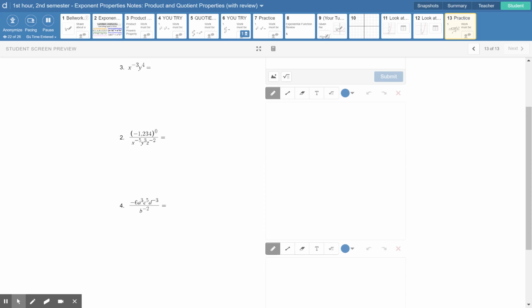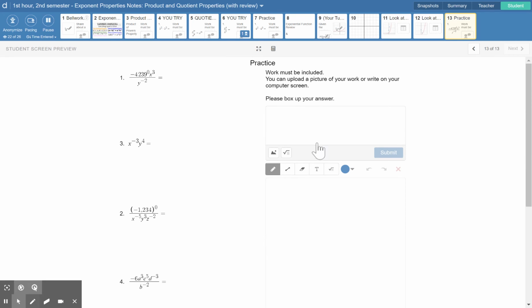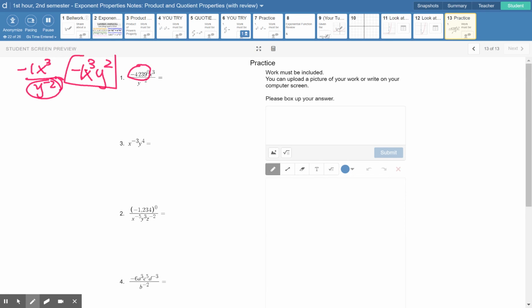Now for our last slide, we have negative 4,239 to the 0, so that's going to get us a negative 1. Now we have x to the third over y to the negative 2. The only negative exponent we have is on the bottom, so we need to move it to the top. Now you can keep it like this, or you don't have to write the 1, just keep the negative sign. That will both be correct.